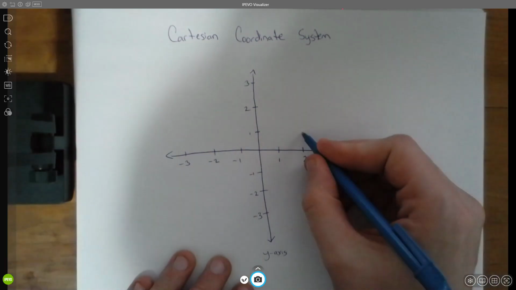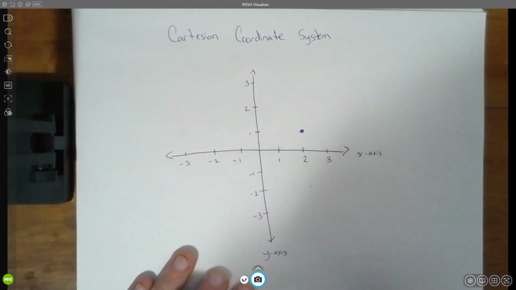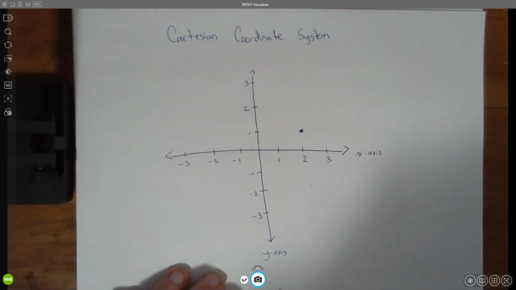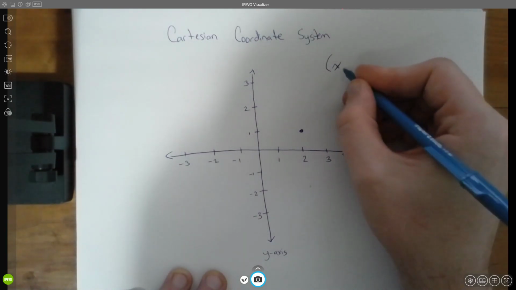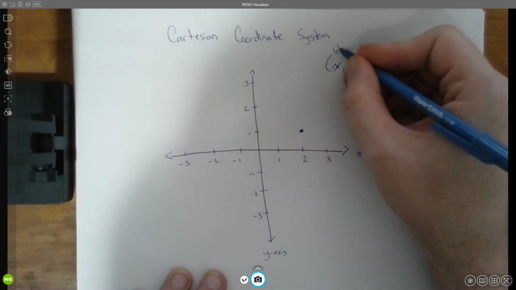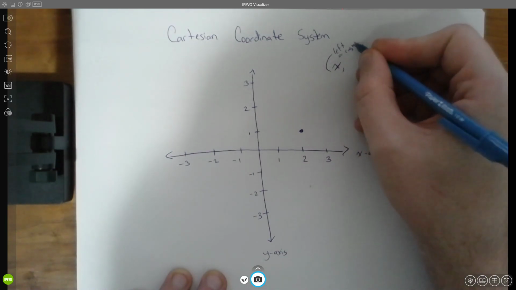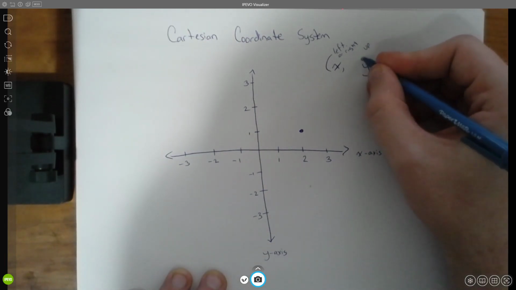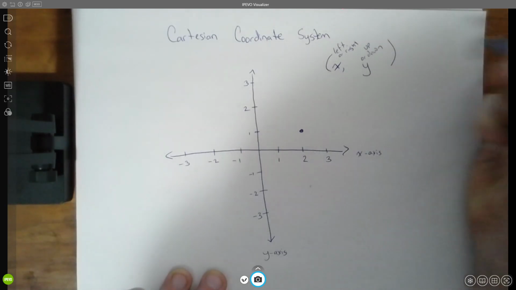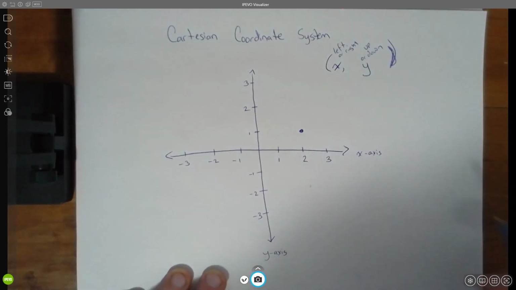Okay, so let's say I were to have a dot right here. Well, I want to be able to figure out where that dot is. So what I do is give a coordinate for where it's going to be. The coordinate system works this way: we give the x value first, so how far left or right it is, and then we give the y value, which is how far up or down it is. When we put these two together, we get what's called a coordinate.